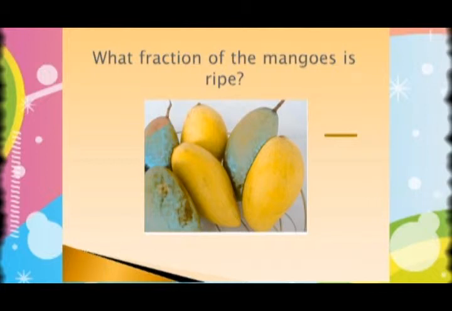Now that we have identified fractions of shapes, we'll be now looking at identifying fractions of a set. What fraction of the mangoes is ripe? Look closely at the mangoes. There are 6 mangoes, and 3 of the 6 mangoes are ripe. Therefore, 3/6 of the mangoes is ripe. Or we could say half of the mangoes is ripe.